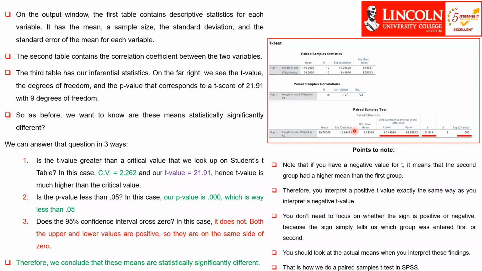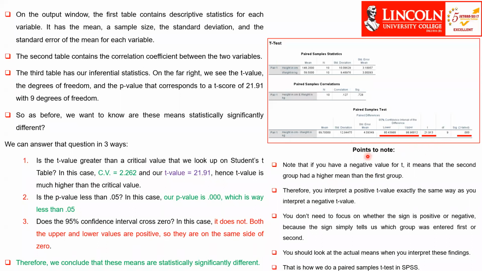The first thing, we are going to use the same method we used earlier. So, 3 methods to check this. The first one is, is the t value greater than a critical value that we look up on our student t table. Our critical value on the student t table at 9 degrees of freedom is 2.262. And our t value here is 21.913, meaning that the t value is much higher than the critical value.